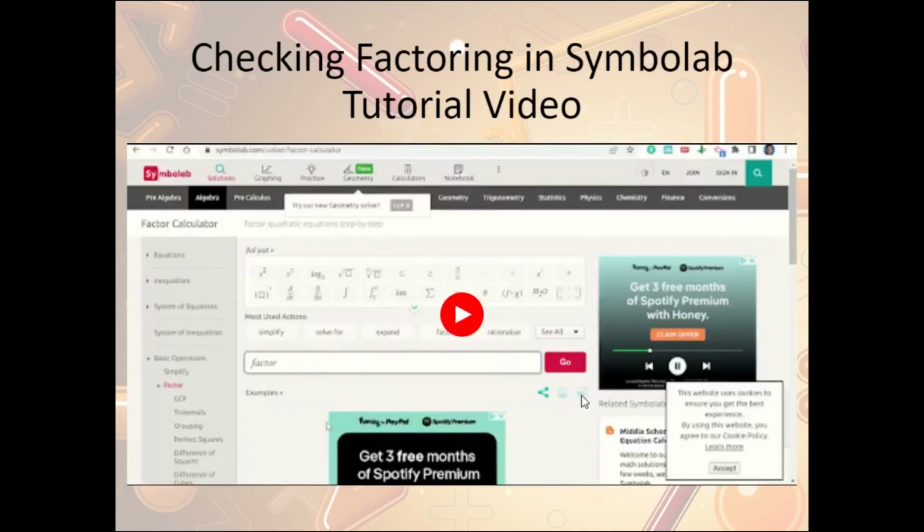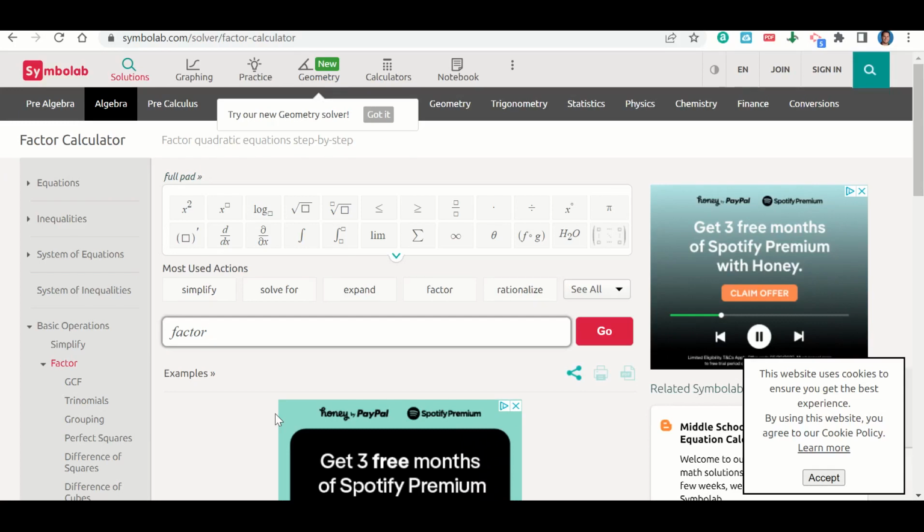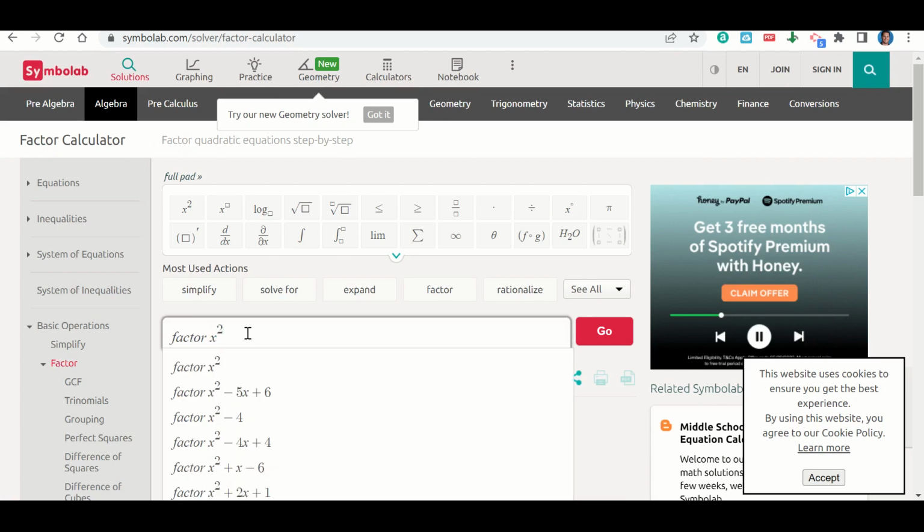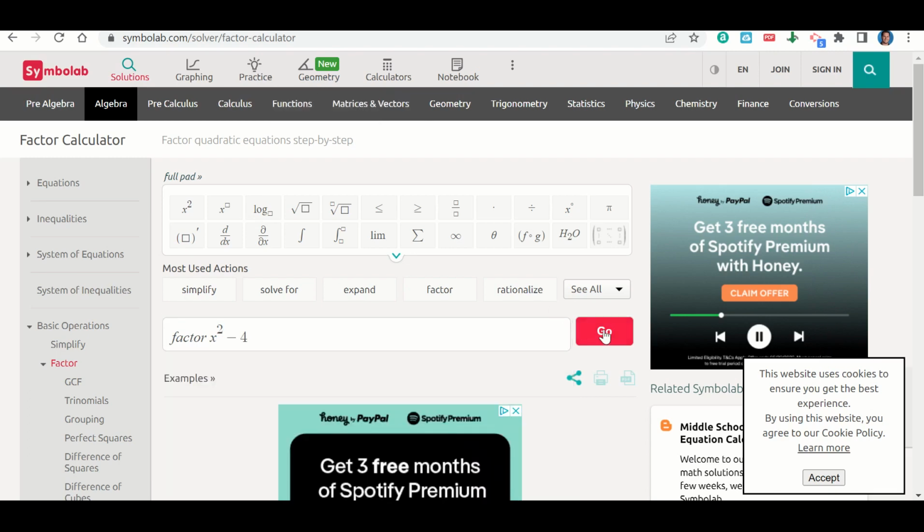There's a video here now that shows you how you can check your work with factoring using Symbolab. So you can go ahead and watch that video. Let's talk now about how we can use the Symbolab factor calculator to factor polynomials. So if you notice, I am on Symbolab, and it does say that this is the factor calculator. So when you do that, the word factor should already be here. And now I'm just going to put in the equation that I want to factor. So let's say it's x squared minus 4. So that's what I'm going to put in, and I'm going to go ahead and click go.